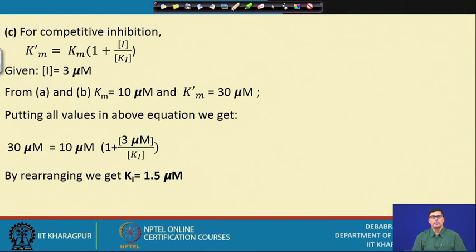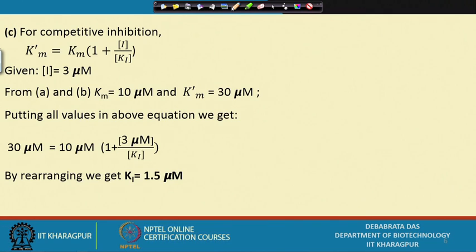So, in this particular problem, what did we try to find out? We tried to find out how, in case of competitive inhibition, we can determine the value of Km, how we can find out the new Km value due to inhibition, and from this Km value, we can also determine the value of Ki, that is the equilibrium constant between the enzyme and the inhibitor. Now, next problem.